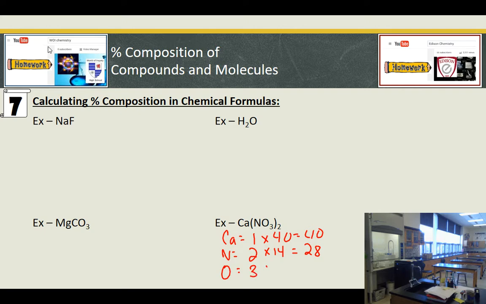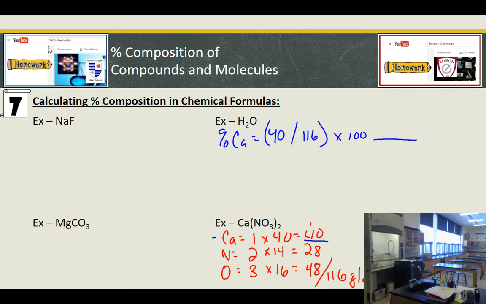Oxygen is 3 times 16, which is 3 times 18, 48. Add these all up. 8, 10, 116 grams per mole. Okay, so now we're going to have to figure out the percentage of each one. So percent calcium is going to be 40 divided by 116 times 100 equals percent calcium.